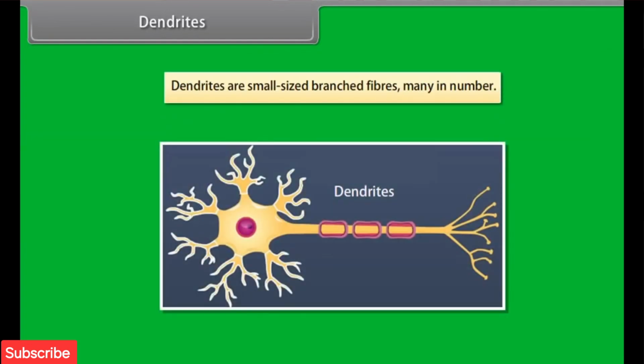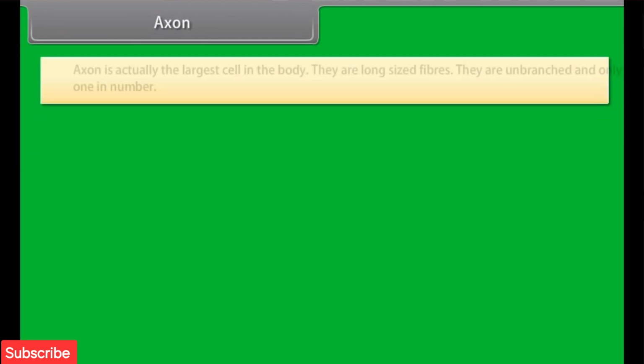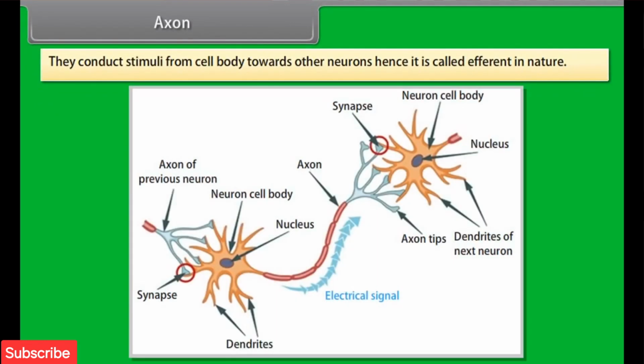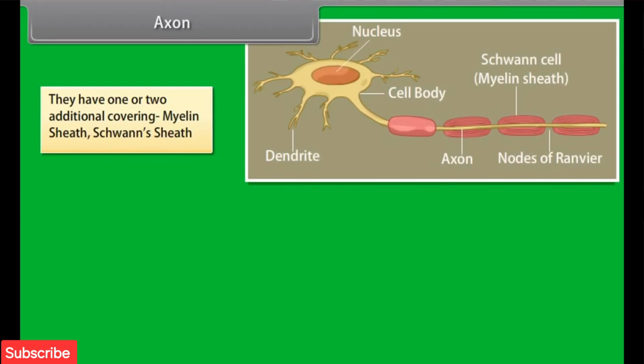Dendrites. Dendrites are small-sized branched fibers, many in number. They conduct stimuli to the cell body, hence are called afferent in nature. Axon. Axon is actually the largest cell in the body. They are long-sized fibers. They are unbranched and only one in number. They conduct stimuli from the cell body towards other neurons, hence it is called efferent in nature. They have one or two additional coverings: myelin sheath and Schwann sheath.